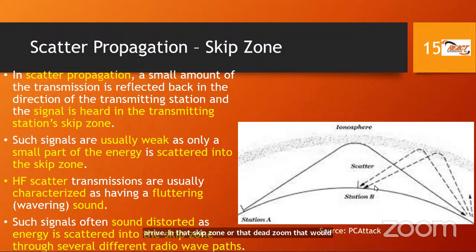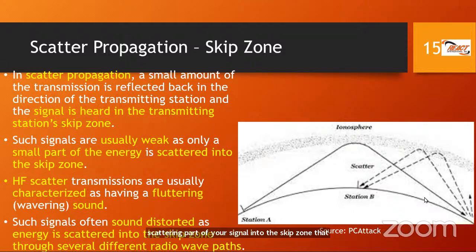But there are a couple things about that scatter or backscatter signal. First of all, it's usually quite weak, because only a small amount of that signal is actually coming back via that scatter propagation, right? So while we would not normally be able to communicate, we can with a bit of a stretch. That is called scatter propagation, backscattering part of your signal into the skip zone that would otherwise not normally hear your signal.